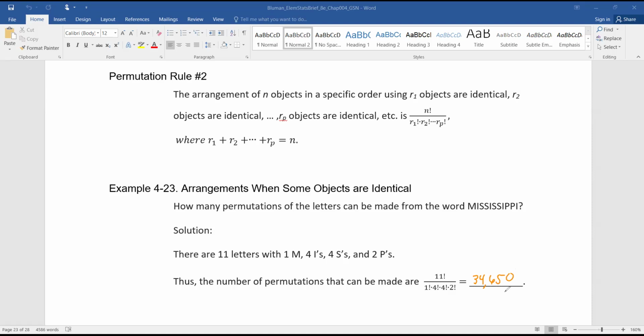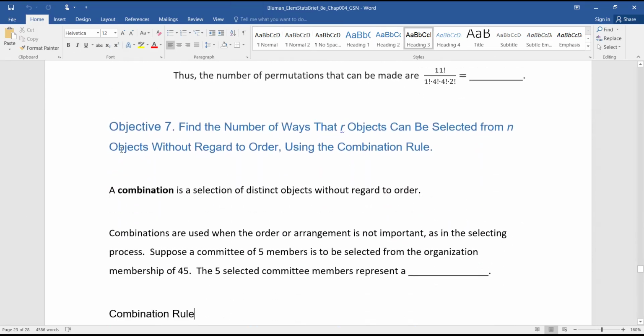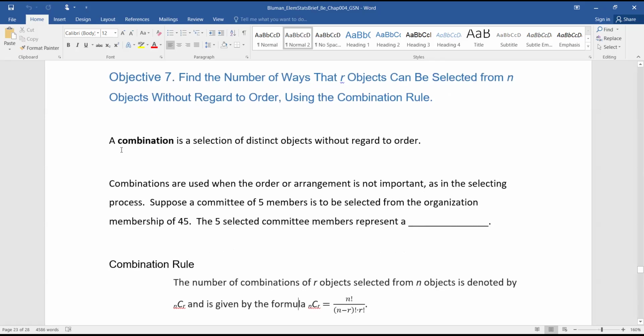All right, so now let's move into our seventh objective. Our seventh objective says find the number of ways that r objects can be selected from n objects without regard to order. This is called the combination rule. So a combination is a selection of distinct objects without regard of order. So if I want to use it first, I can use it first. I can use it third, fourth, fifth. It really doesn't matter to me the order that it's used.